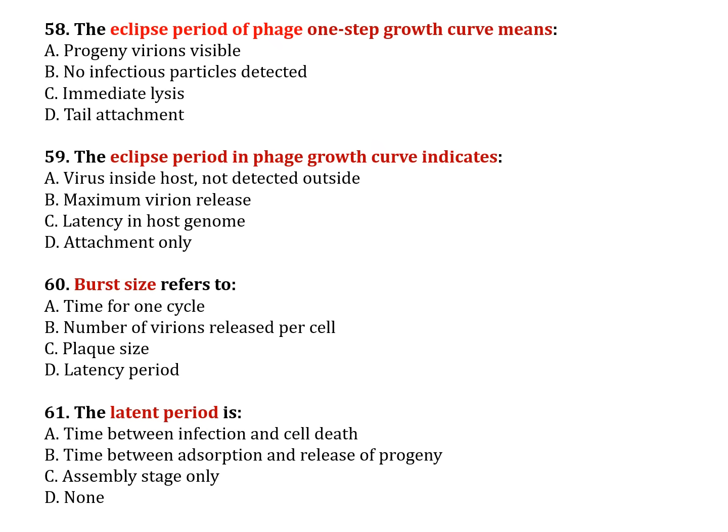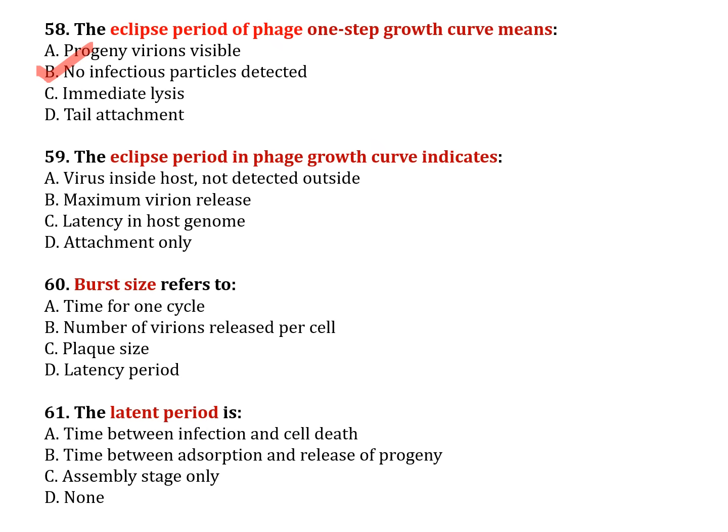The eclipse period of phage one-step growth curve means option A progeny virion visible, option B no infectious particle detected, option C immediate lysis, option D tail attachment. Correct answer is option B no infectious particle detected. The next question, number 59.